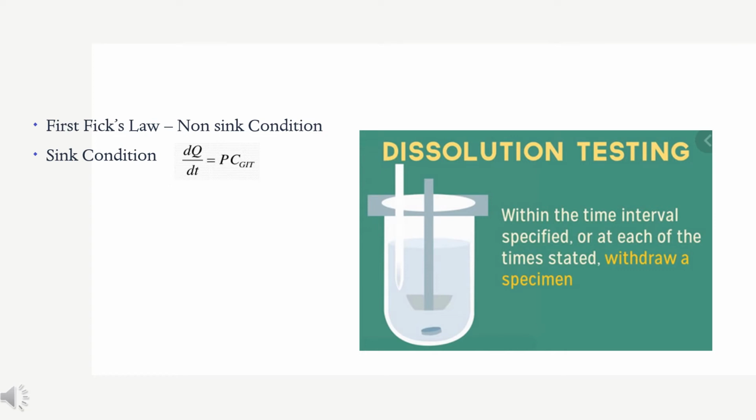So there is Fick's first law, under sink condition. The sink condition is dQ/dt equals PC sub GIT. The equation follows first order kinetics, hence passive diffusion is a first order process.